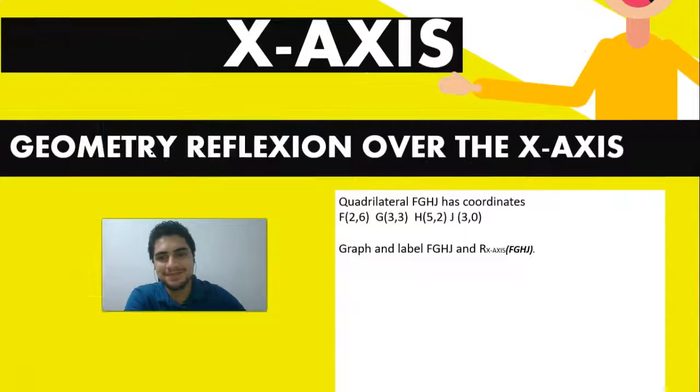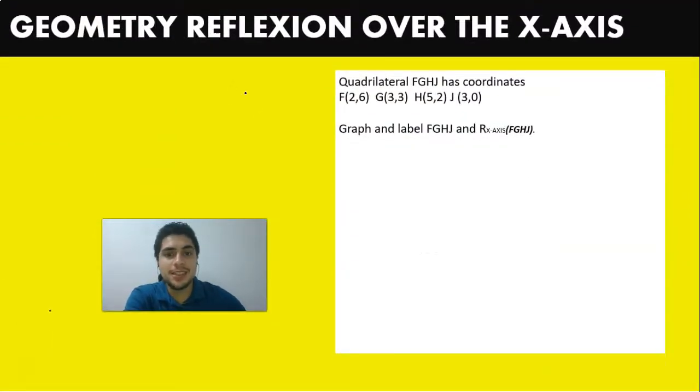Okay guys, so in this case we're going to be graphing the reflection of a quadrilateral called quadrilateral FGHJ that has the following coordinates. F (2, 6), G (3, 3), H (5, 2), and J (3, 0). Then we're going to graph that quadrilateral and its reflection over the x-axis.